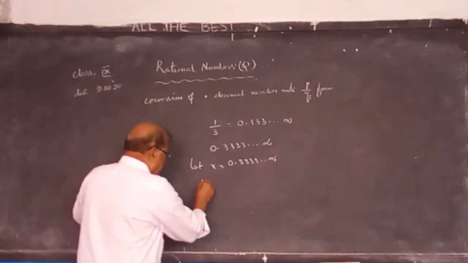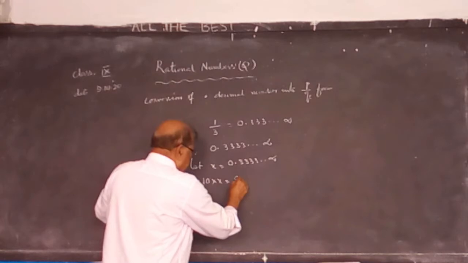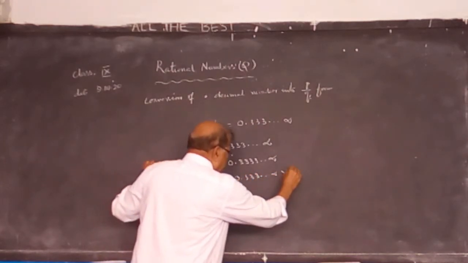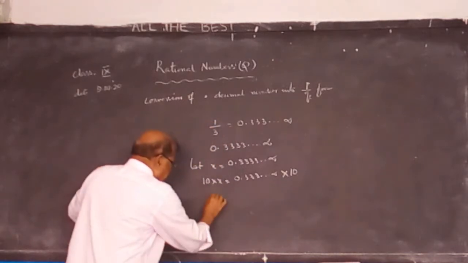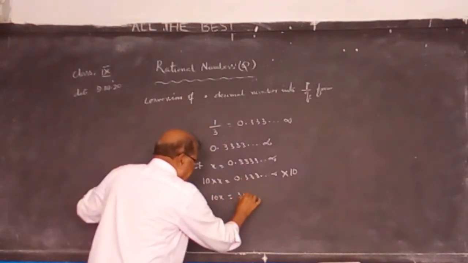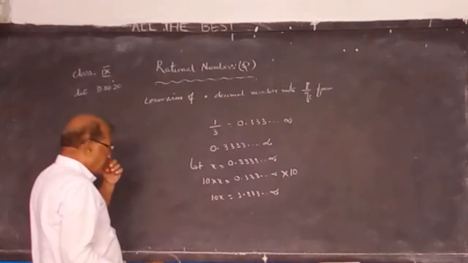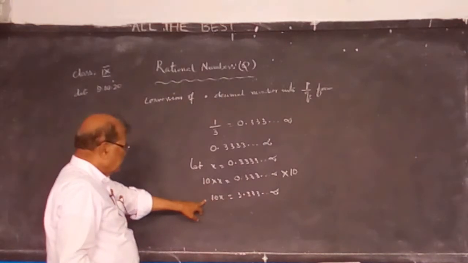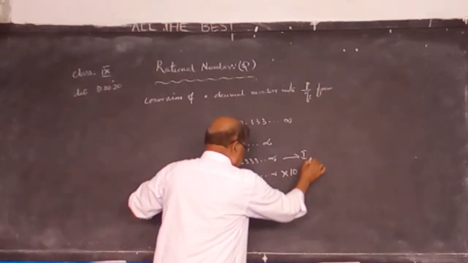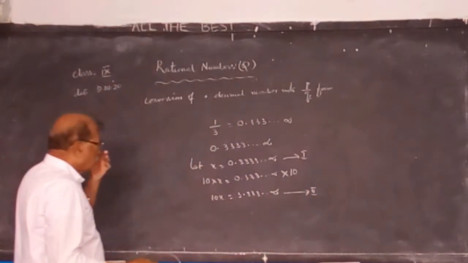So, multiply both sides by 10. 10 into x is equal to 0.333 up to infinity into 10. So what happens? 10x is equal to 3.333 up to infinity. This is equation 1 and this is equation 2. So, subtract both sides. Subtract 1.